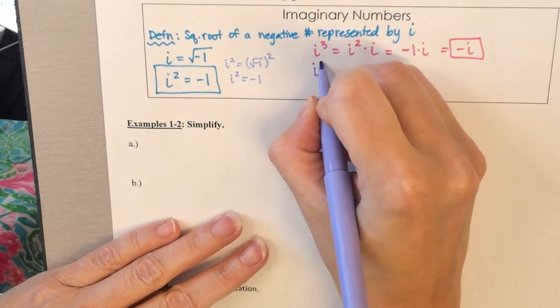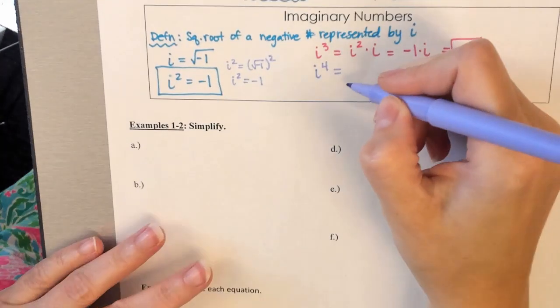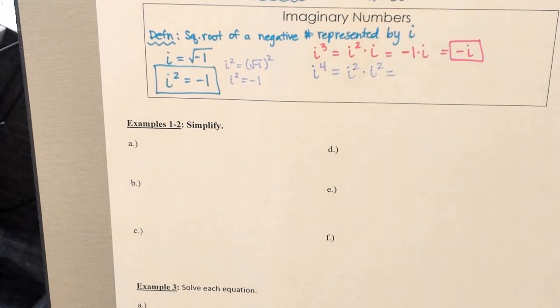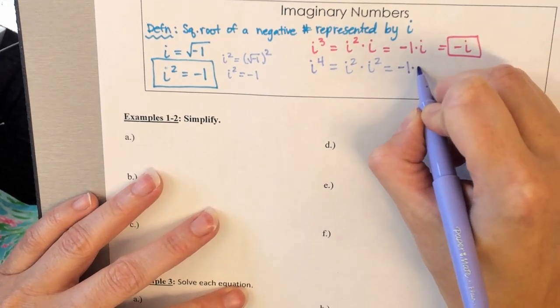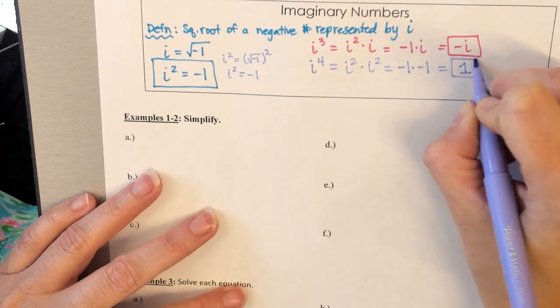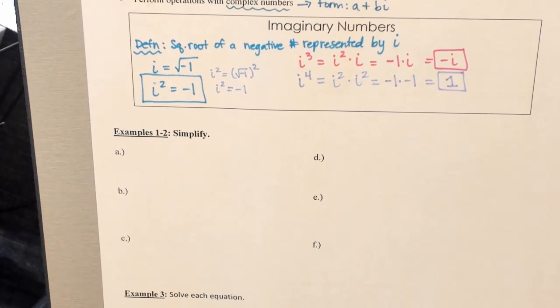Okay, so we are often going to simplify using the I squared. If you have I to the fourth, that's the same thing as I squared times I squared. So what can we plug in for I squared here? Yep, so this is just going to be -1 times -1, and what does that simplify to? 1. Okay, and we are going to do more of that in a little bit.